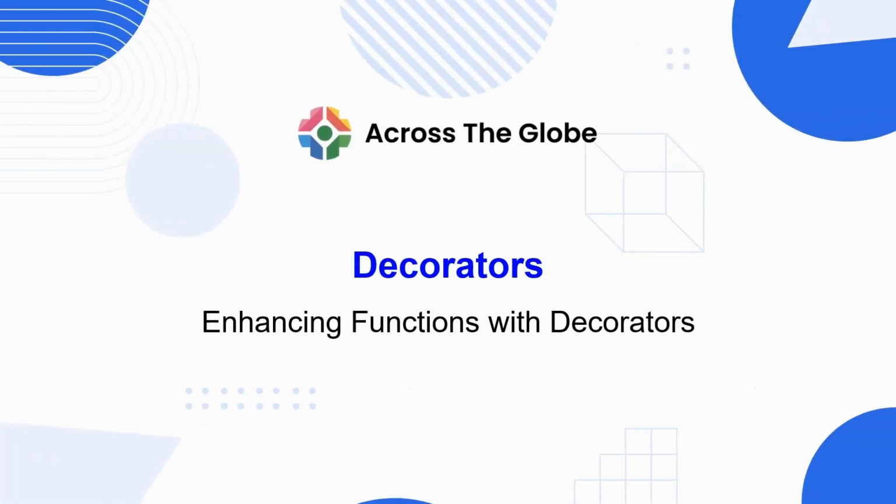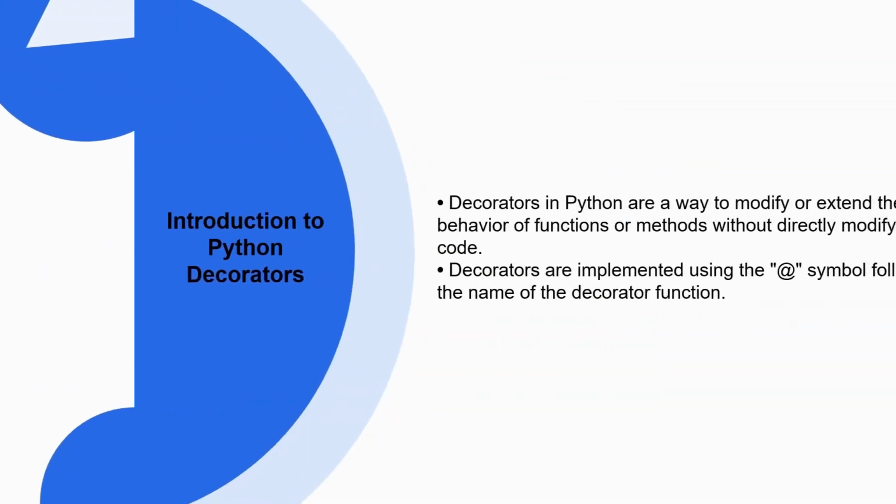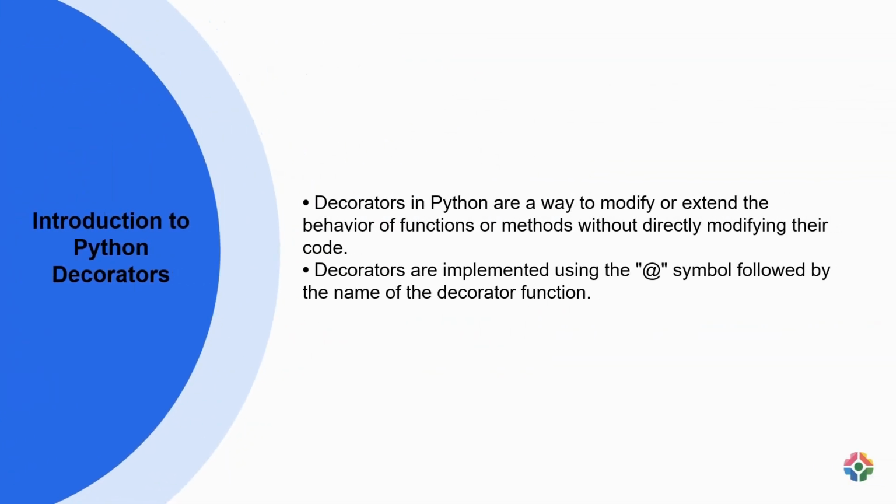Today we will learn about decorators. Decorators in Python are used to alter the functionality of functions or methods without actually changing their code. They are designated with the @ symbol preceding the decorator function's name.